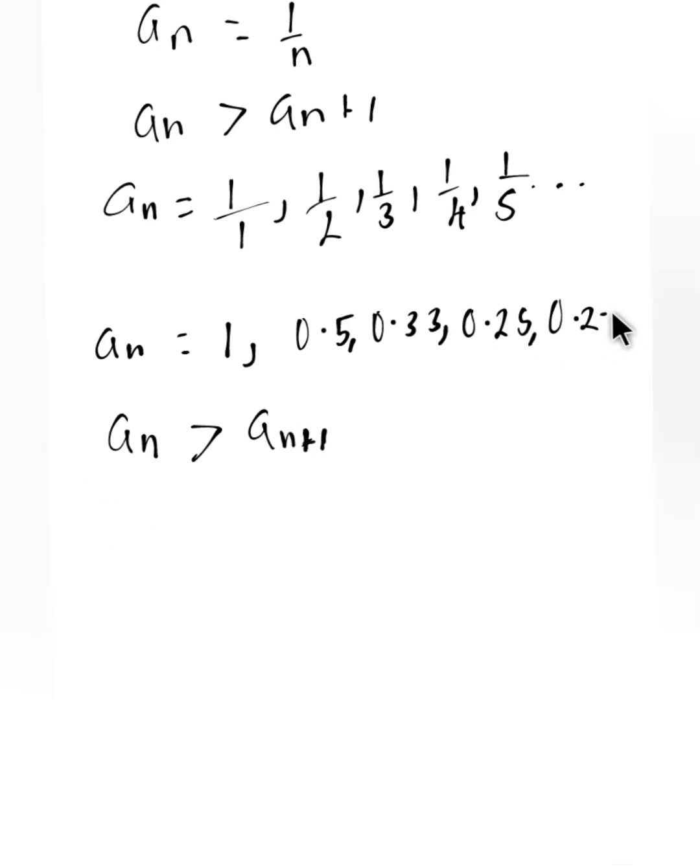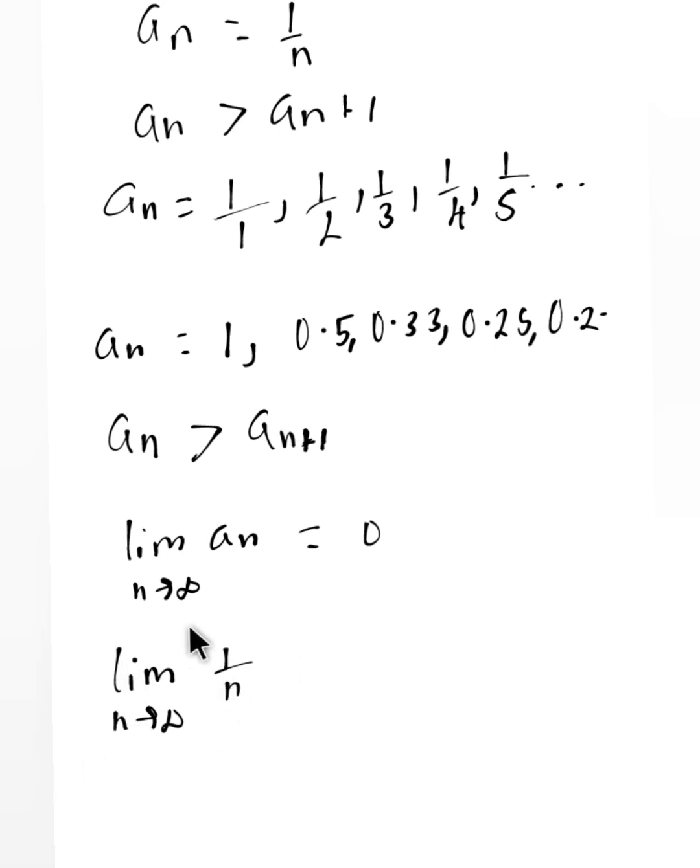Next, let's move to condition 2. The second condition for this alternating series to converge is that the limit as n tends to infinity of an should be equal to 0. Now, let's solve this limit. An is equal to 1 over n. Now, what's this limit? The limit as n tends to infinity of 1 over n is just like writing 1 over infinity. When we substitute n for infinity, 1 over infinity, the limit is 0. So, this is also true. Hence, both conditions are satisfied.